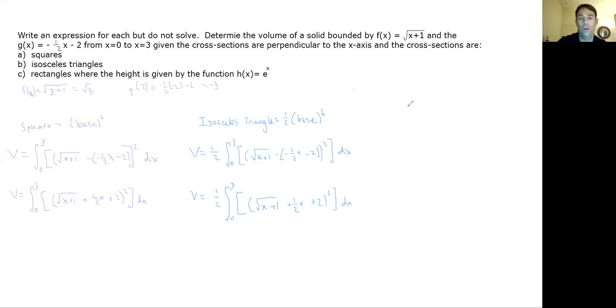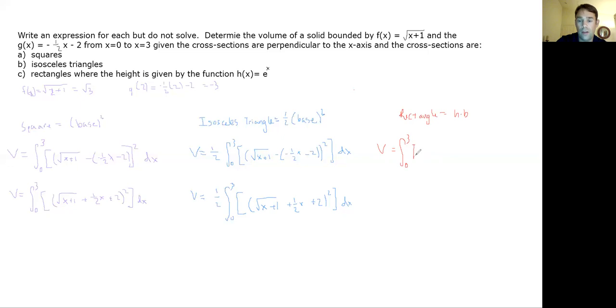And my last one I have is a rectangle. So my rectangle is going to be the height times the base. So my volume, going from 0 to 3. Sometimes they give you the height as a number instead of a function, in which case you just put the constant number there. But in this case, I don't have that.